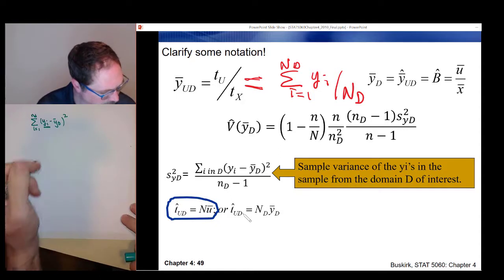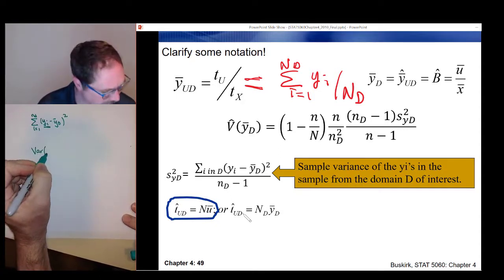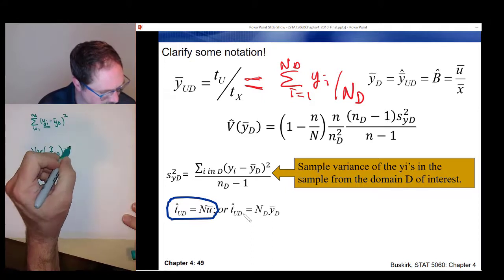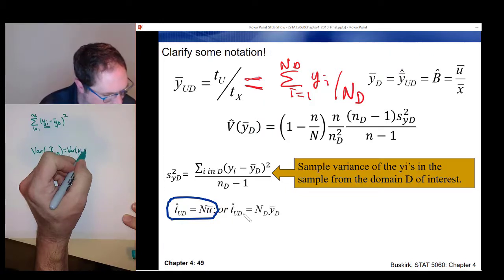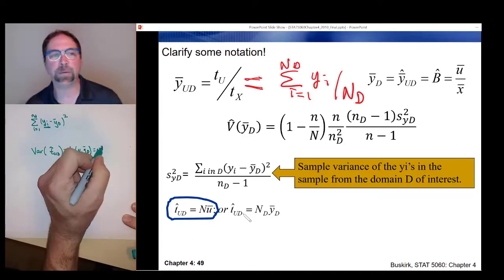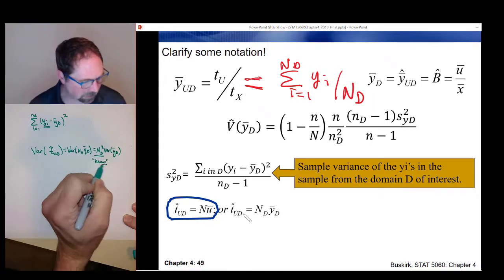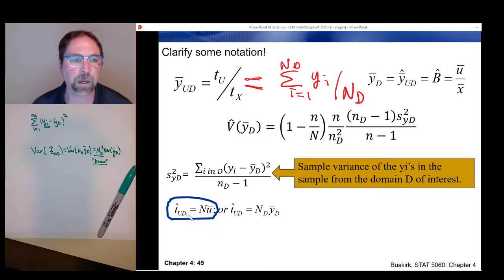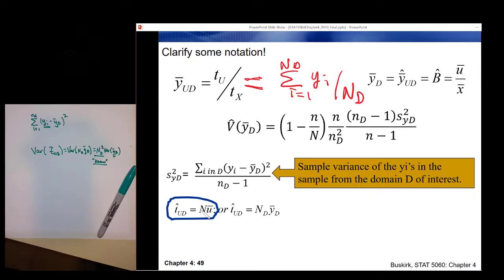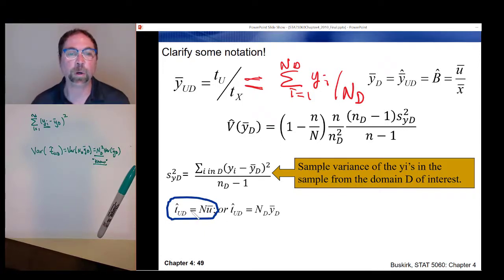Let's write it down again here. The variance of t hat ud, which is the variance of n d y bar d, is n d squared times the variance of y bar d. This we know, assumedly, if we know it. So it's a constant. It comes out of the variance calculation. And the variance of y bar d is what we just saw above. So we already know these formulas. But if we're in this scenario where we don't know the domain variable for the population of interest, we're going to estimate the variance of this estimator as n squared times the variance of u bar.